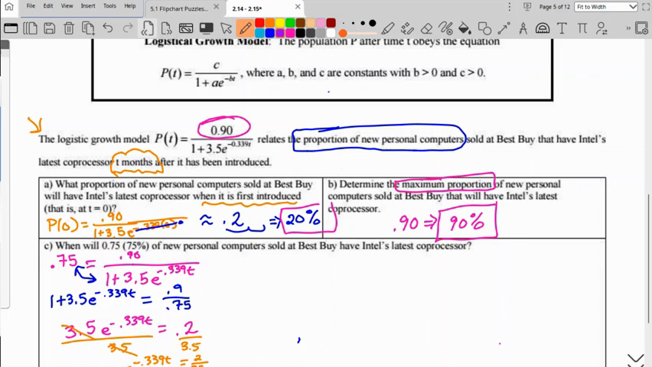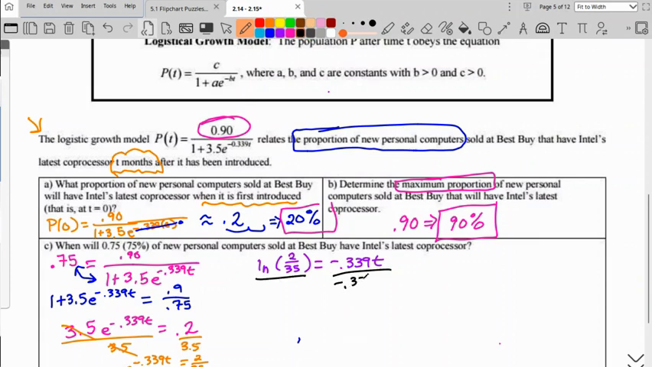All right, and then I'm ready to write it in logarithmic form. So help me with that. Arjun, what should that look like? Natural log of 2 over 35 equals negative 0.339t. Beautiful. That means our last step to get t by itself.